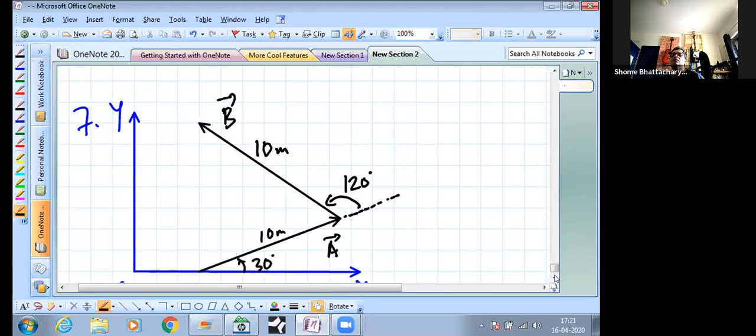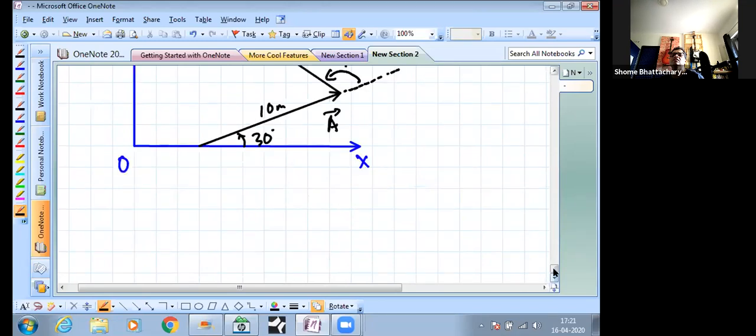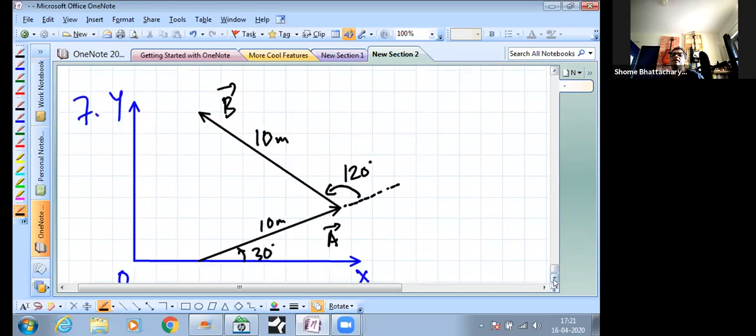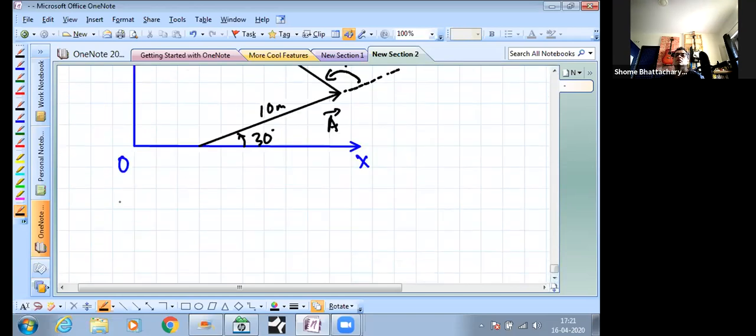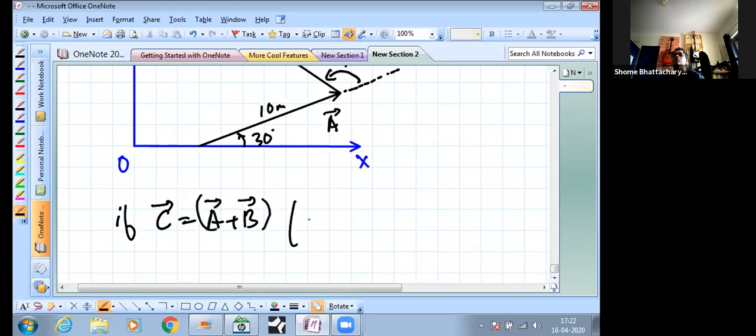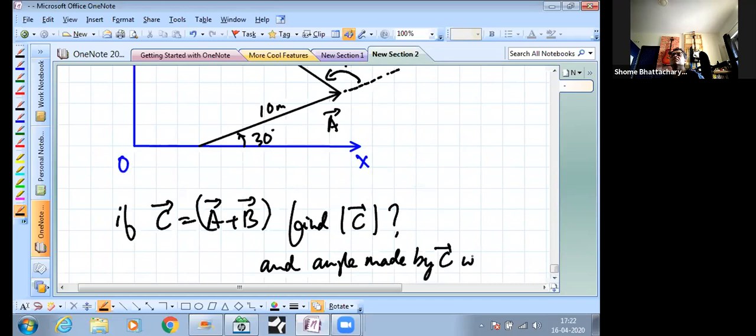Now it is given in the question that suppose C is the sum of A and B, then we have to find the magnitude and direction of C. So if the vector C is equal to the sum of A and B, then find the magnitude of C and the angle made by C with respect to not A, but with respect to the x-axis.